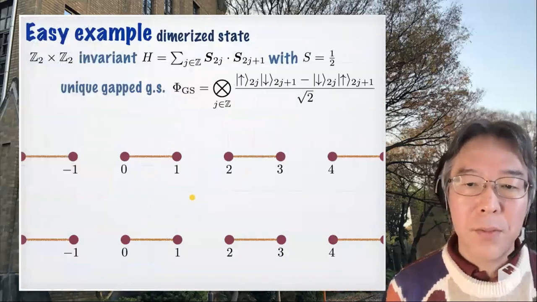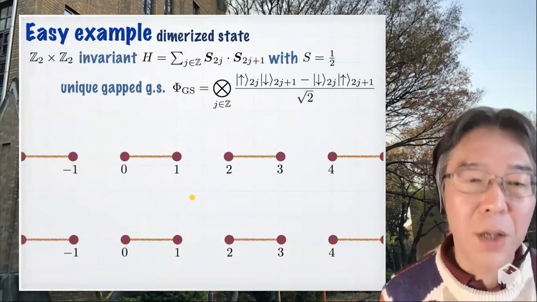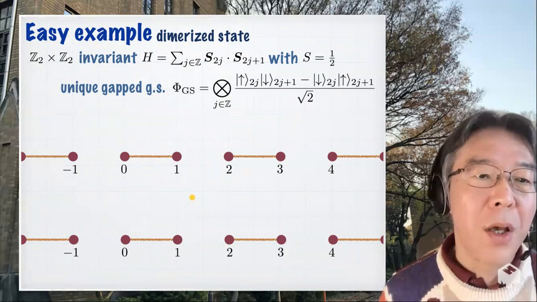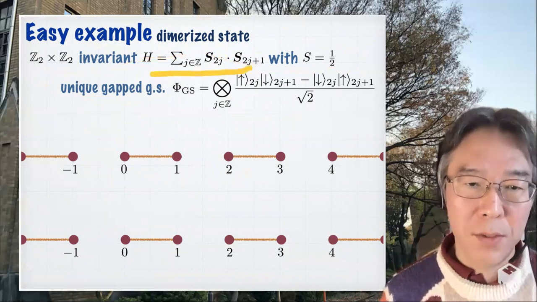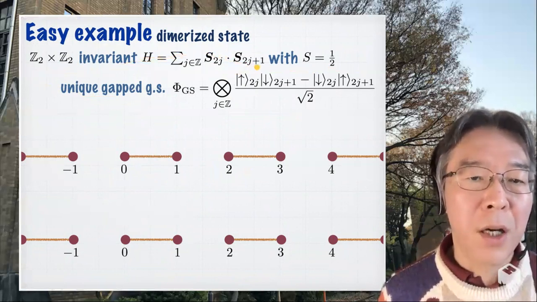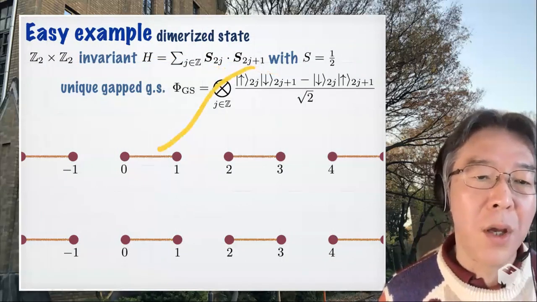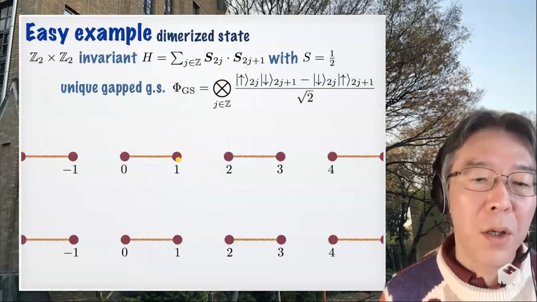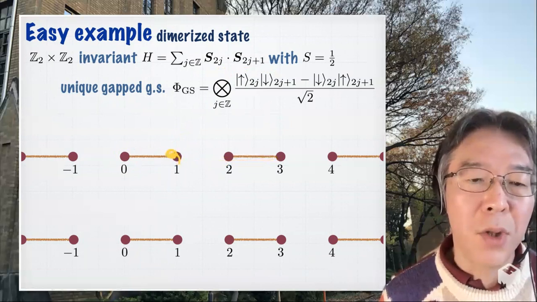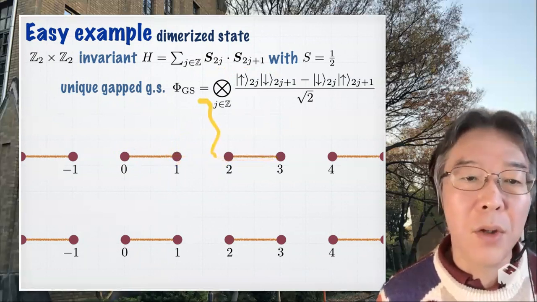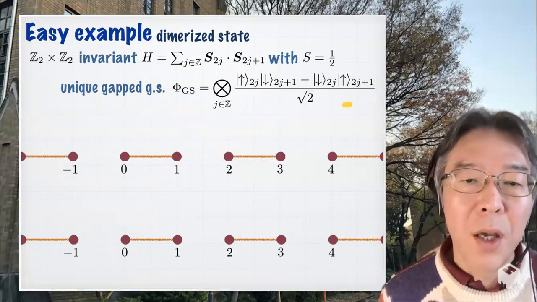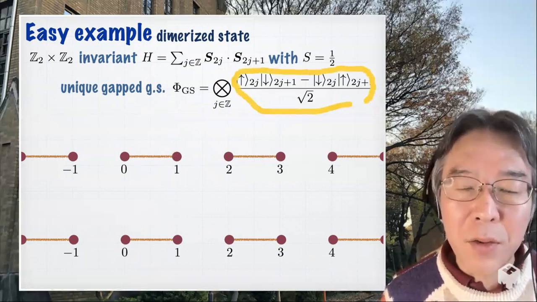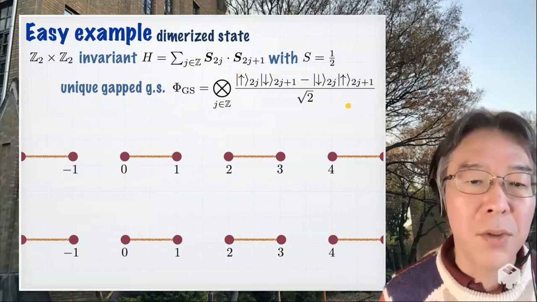Before discussing the definition, I want to discuss examples. These are wishful examples. First consider a very simple Z2 cross Z2 invariant spin 1/2 chain with this Hamiltonian. This looks like the Heisenberg Hamiltonian, but no, you only have interaction between 2j and 2j plus 1. This means that 0 and 1 interact, 2 and 3 interact, but there's no interaction between 1 and 2. So this is very simple, and you can write down the exact ground state very easily. It's simply the tensor product of singlet pairs. And as you know, the singlet is rotationally invariant, so it's invariant under Z2 cross Z2 transformation.